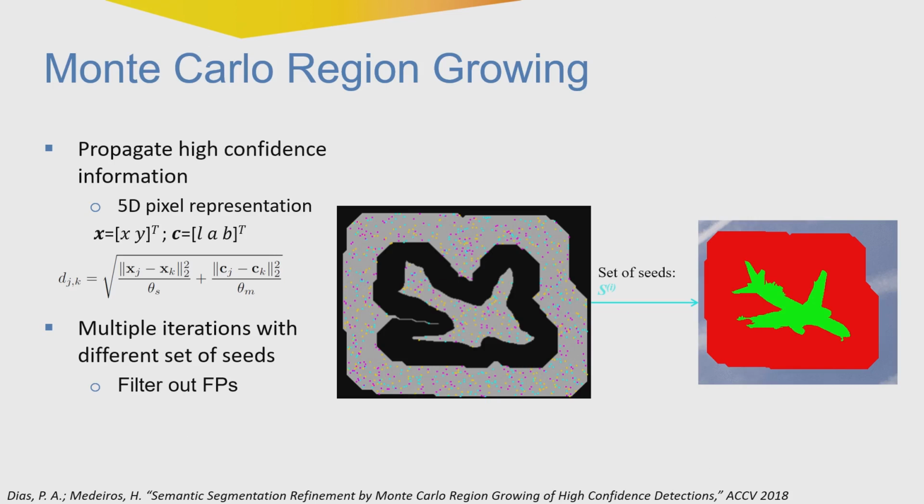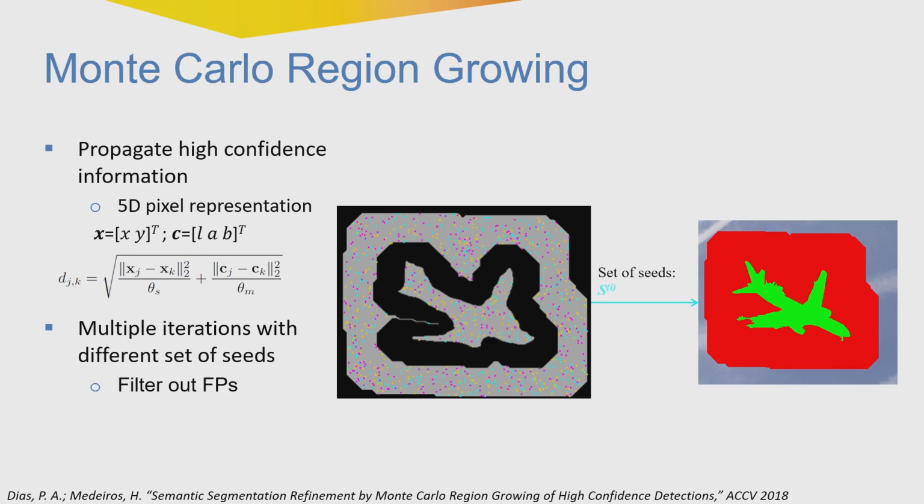But the problem is that if we propagate just for one set of seeds, you might have cases where you have what we call a high confidence false positive. The network makes a mistake and it's pretty sure about its mistake. So this mistake would propagate and cause some errors in our segmentation.